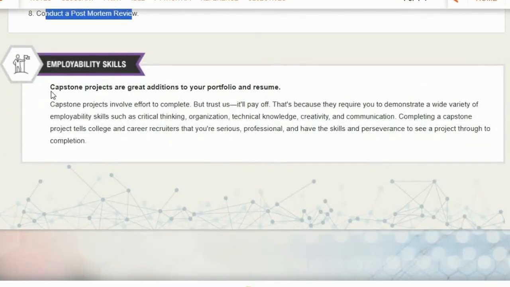Employability skills. Capstone projects are great additions to your portfolio and resume. Capstone projects involve effort to complete, but trust us, it'll pay off. That's because they require you to demonstrate a wide variety of employability skills, such as critical thinking, organization, technical knowledge, creativity, and communication. Completing a capstone project tells college and career recruiters that you're serious, professional, and have the skills and perseverance to see a project through to completion.